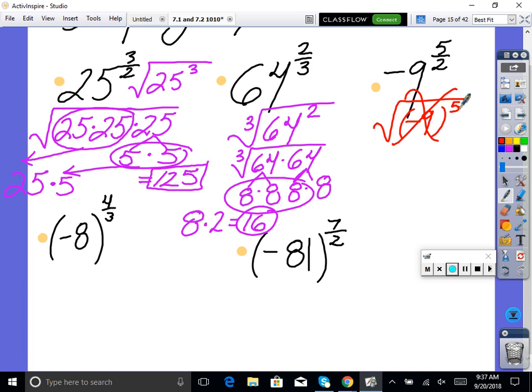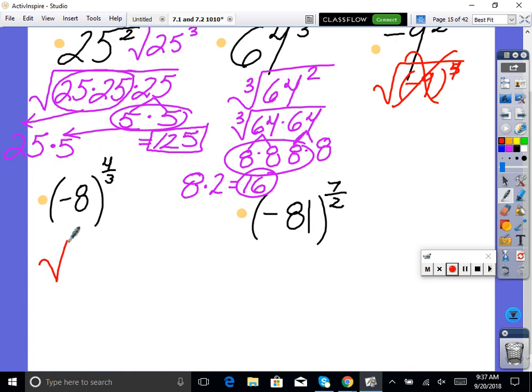So this can't happen. What if that would have been to the 4th, though? Yes. It would have been fine, because something raised to an even power would cancel out a negative. So right here we would have the cube root of -8 to the 4th power. Careful, because a lot of people get tricked by this one. They'll say the answer is negative, but that's not true.